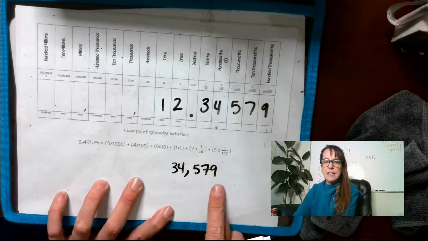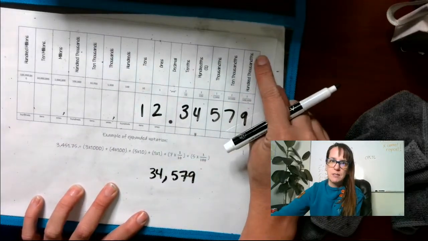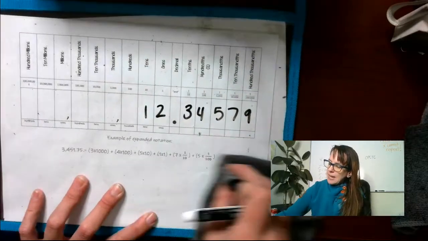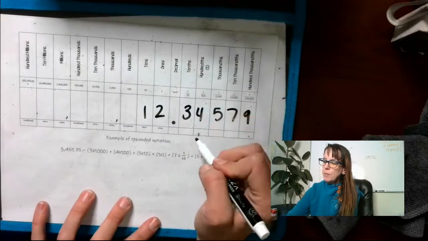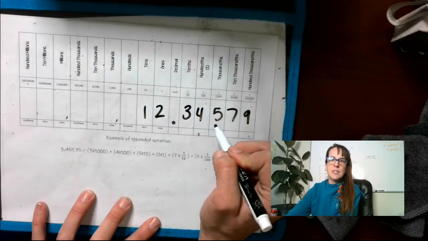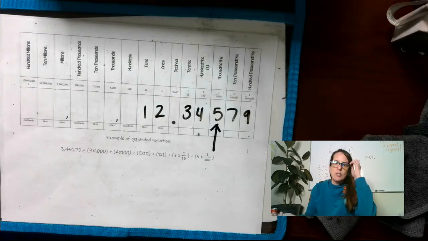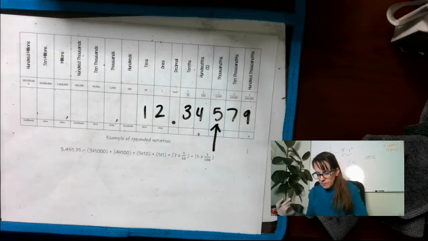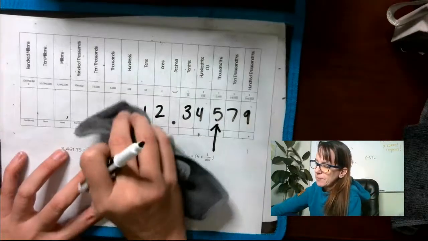34,579 hundred thousandths. So you say it like normal, and then you say the place that it's at. It's asking us which digit is in the thousandths place. Remember, it's going to be right here. It looks like it would be the hundredths place because there's only 3 digits, but we do it a little bit different on the decimal side. Okay, so that was example number 3.